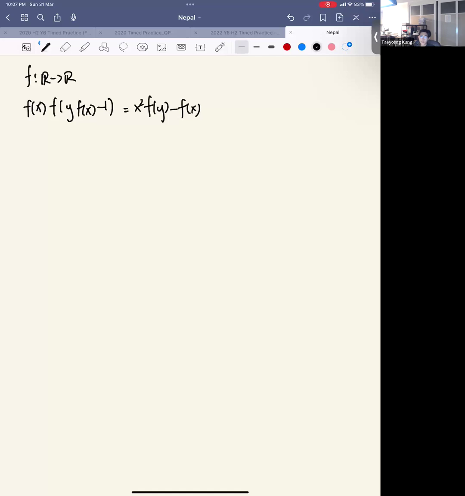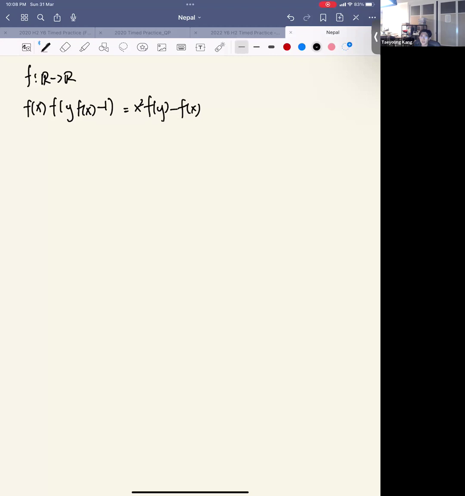x = 0, y = 0. Okay, so what does (0, 0) give you then? (0, 0) just gives you that f(0) f(-1) is equal to minus f(0). Is that really helpful? Not really, right? So maybe not (0, 0).